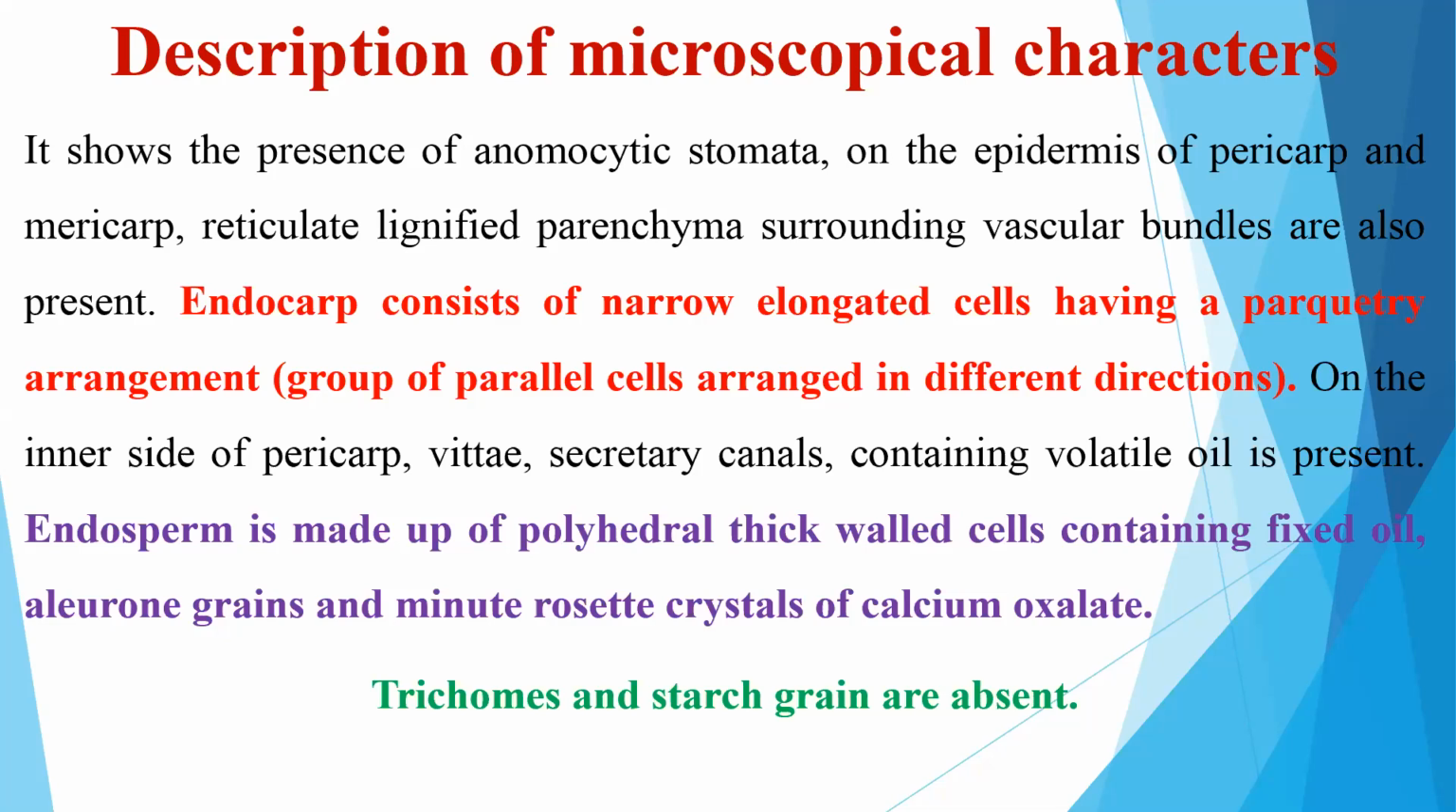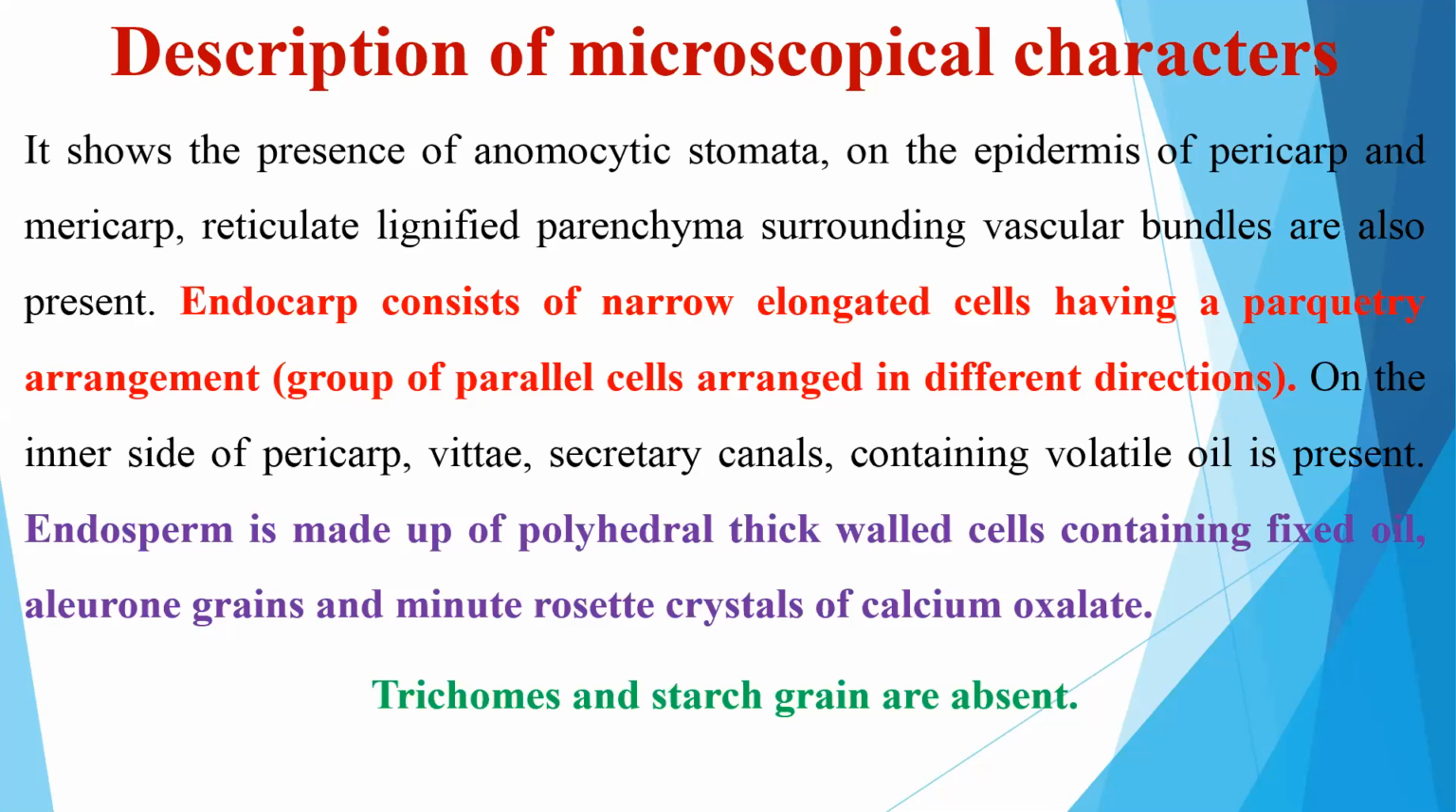Next, on the inner side of pericarp, vittae or vitta or secretory canals are also present, as well as volatile oil on the inner side of pericarp. In the case of endosperm, it is made of polyhedral thick wall cells which contain some fixed oil, calcium oxalate crystals, and aleurone grains.